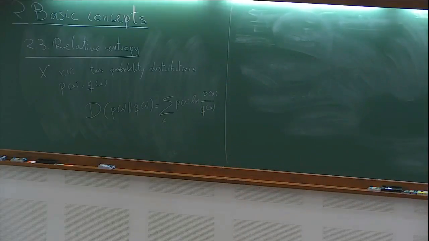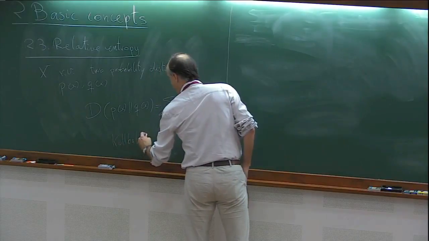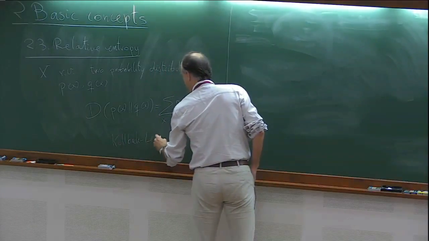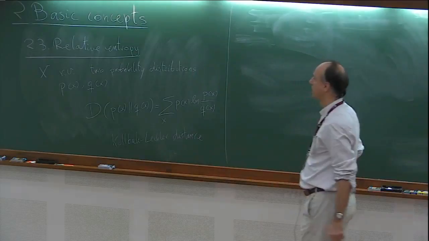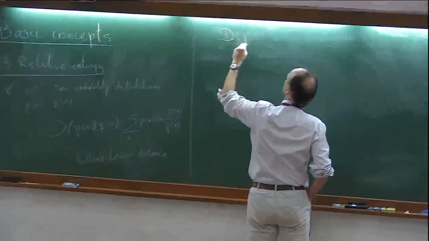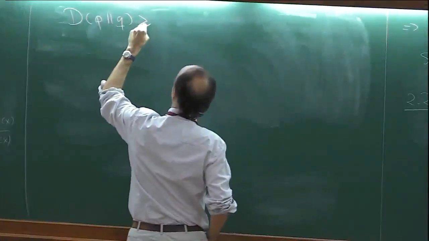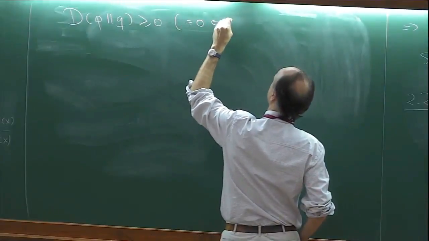This thing is called relative entropy. It's also called Kullback-Leibler divergence and also Kullback-Leibler distance, because it's a measure of how different the two probability distributions are. This is always positive, and it's zero only if P is equal to Q.